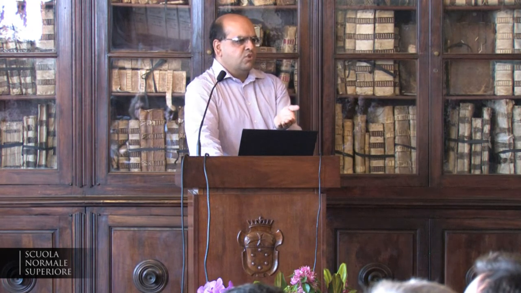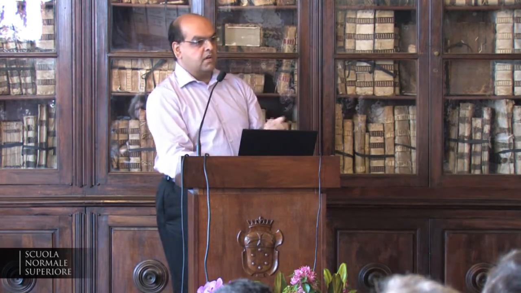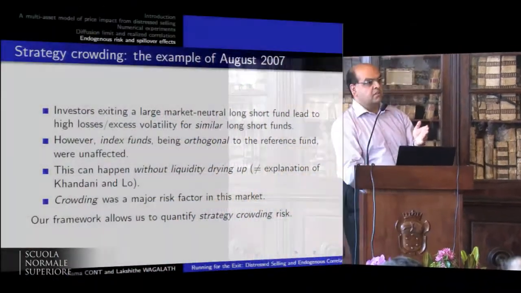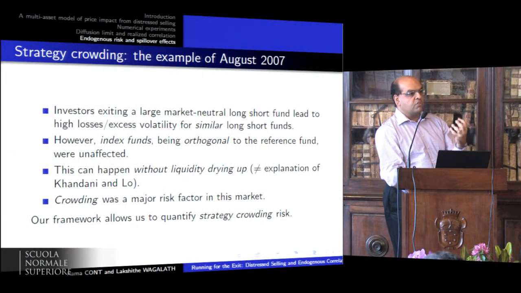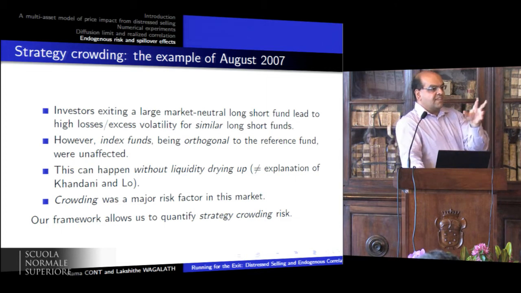But simultaneously, what was really interesting is that during that week in August 2007, the stock indices, Dow Jones, S&P, barely moved. They didn't have any significant move. And that was really what surprised people. They said, why do these funds lose 20% while the index doesn't move? They're equity funds. What's going on? In this perspective, it's very clear. It's because the fund being liquidated was a market neutral fund. So by construction, it was orthogonal to the indices. So you could liquidate a huge position in that fund, the index wasn't affected, but the other funds running similar strategies would have an overlap and be strongly affected.